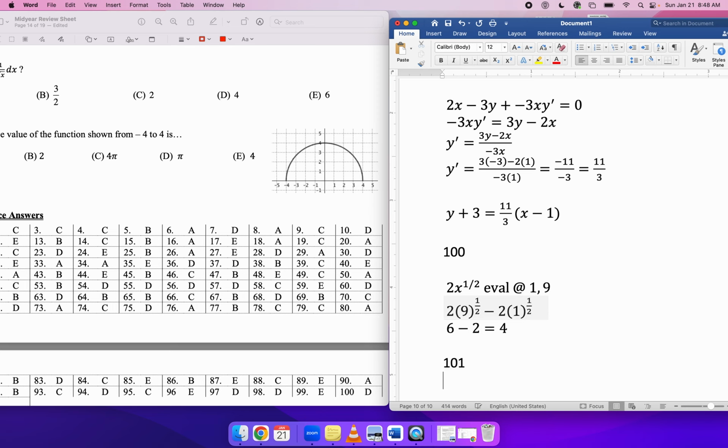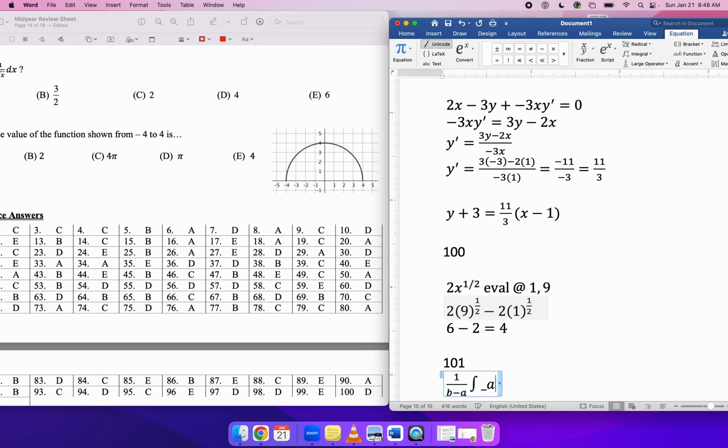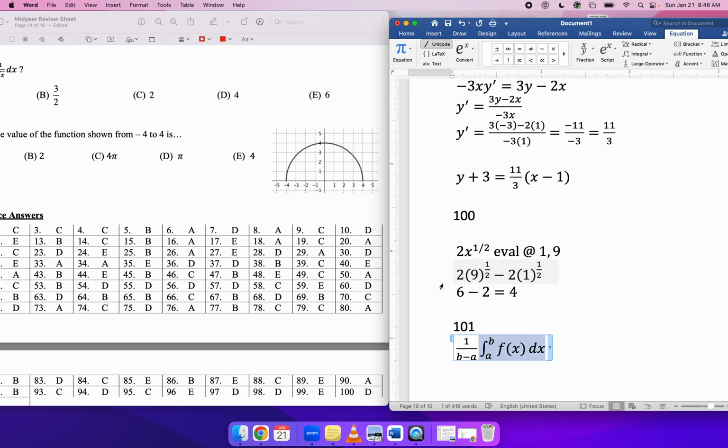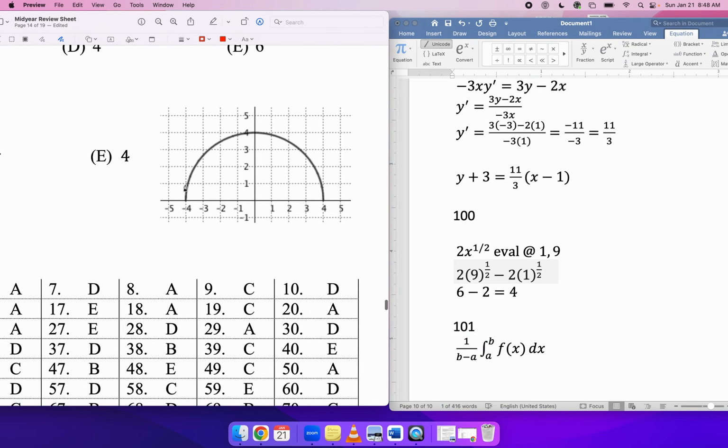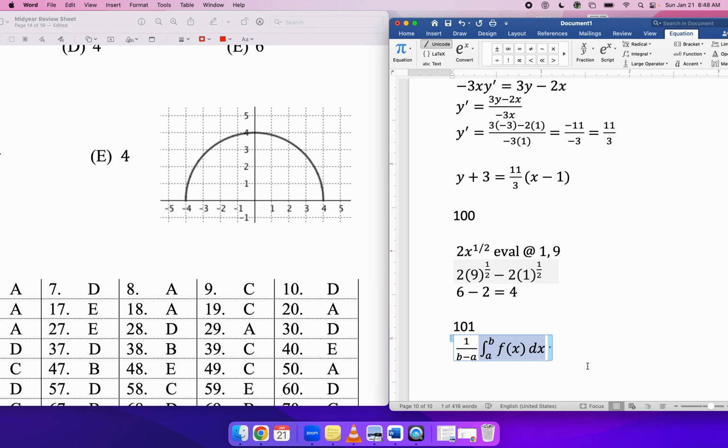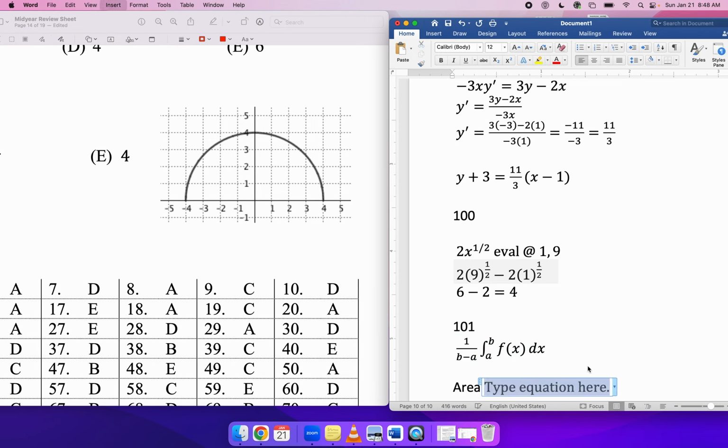101, what's the average value of the function shown here? Well, you know, the average value is, of course, 1 over b minus a times the integral from a to b of f of x dx. This part of the expression, that's the area under the curve, which we can find because this is obviously just a semicircle. So what is the area under the curve?